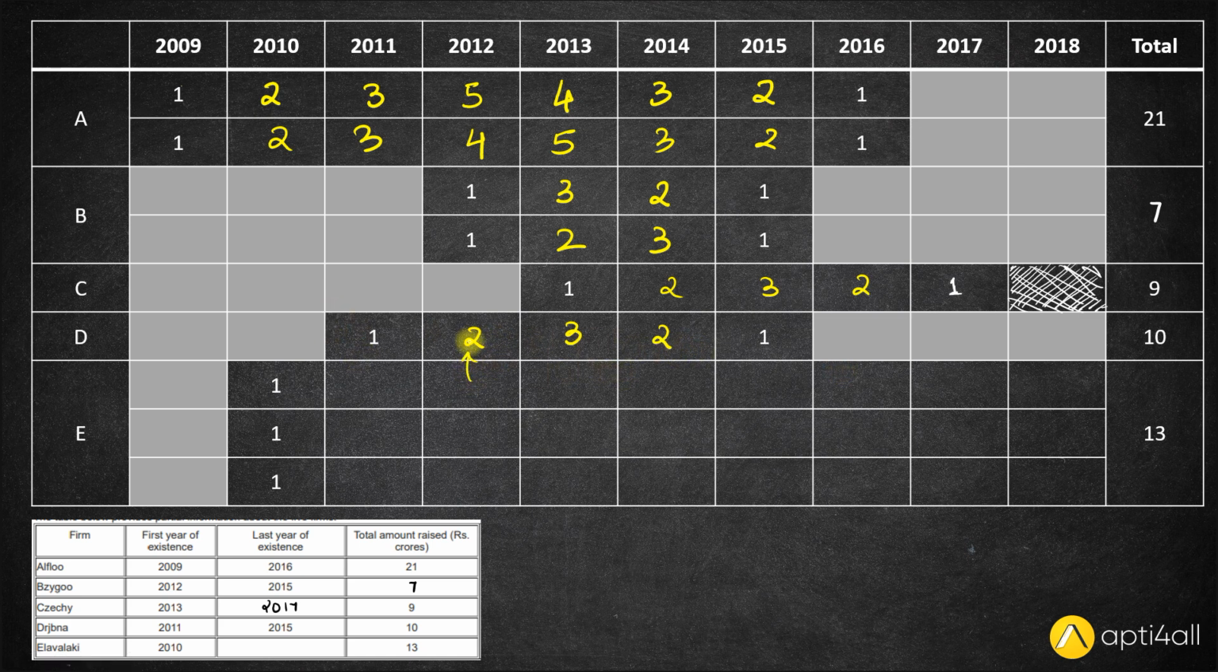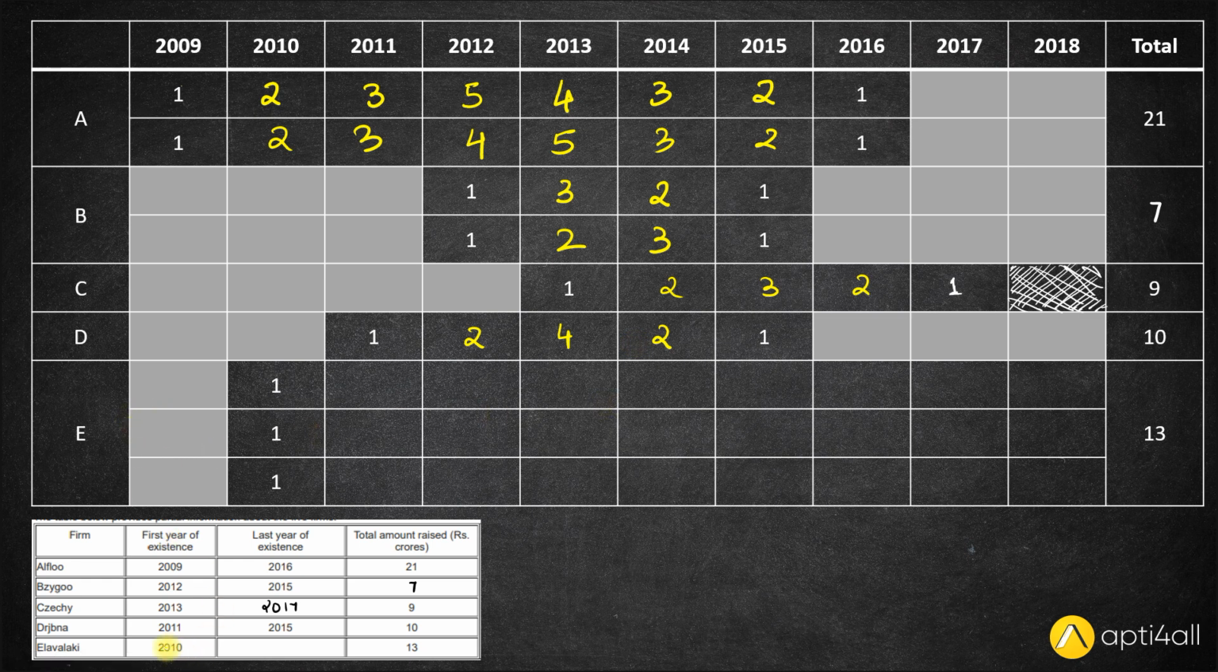We cannot increase this 2 because 3 and 3 will become same. That's not possible. We cannot increase this 2 by 1. Again 3 and 3 will become same, not possible. So the only possibility is you increase this 3 by 1, to 4. So a jump of 2 and a decrease of 2 crores is possible. Okay. So this is the only case possible for D. 1, 2, 4, 2, 1. Fine.